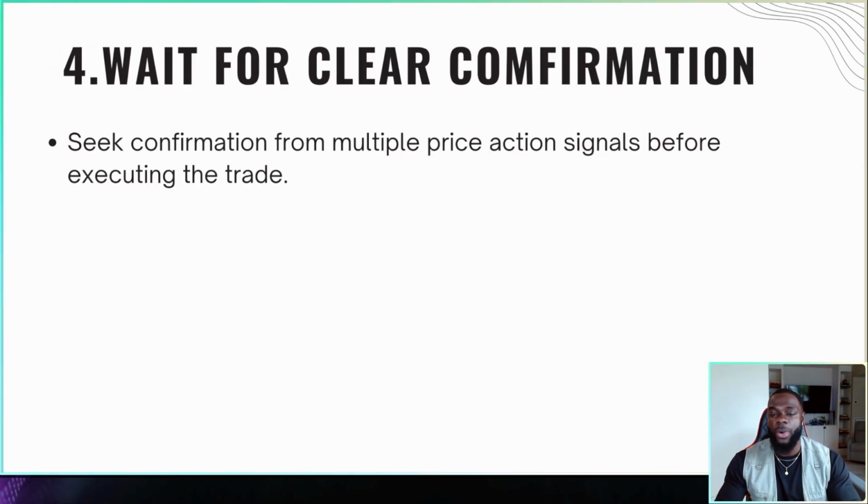The fourth rule is to wait for clear confirmation, which is seeking confirmation from multiple price action signals before executing a trade. Number 4 goes hand in hand with number 3, which is trading from an area of interest. One of the common mistakes a lot of traders make is when price hits an area of interest, they instantly click execute, buy. And this is something I did for a while. When I was trading support and resistance or supply and demand levels, the minute price hit those levels, I was just executing the trade. But I came to realize that in order for my setups to be high probability setups, I need to wait for clear confirmations.